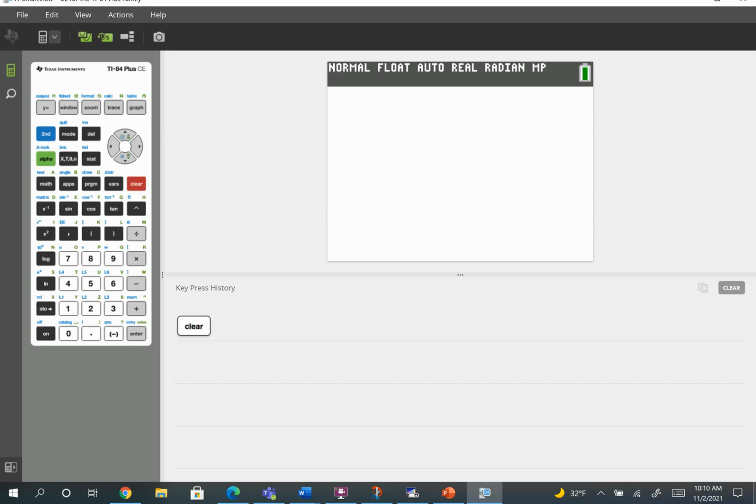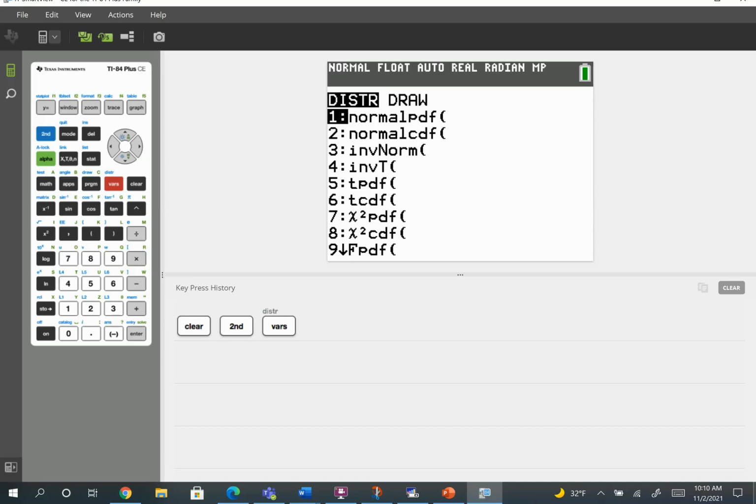Alright, so let's do just the first part I want to show you. If you're going to have exactly 4, so if you have exactly an amount, not a greater than or less than, but exactly an amount, you're going to press the second key, and feel free to write these steps down if you'd like. You're going to press the second key and then the vars key. Notice up above the vars key, it has DISTR. That's our distribution menu. The vars key is underneath the arrow keys.